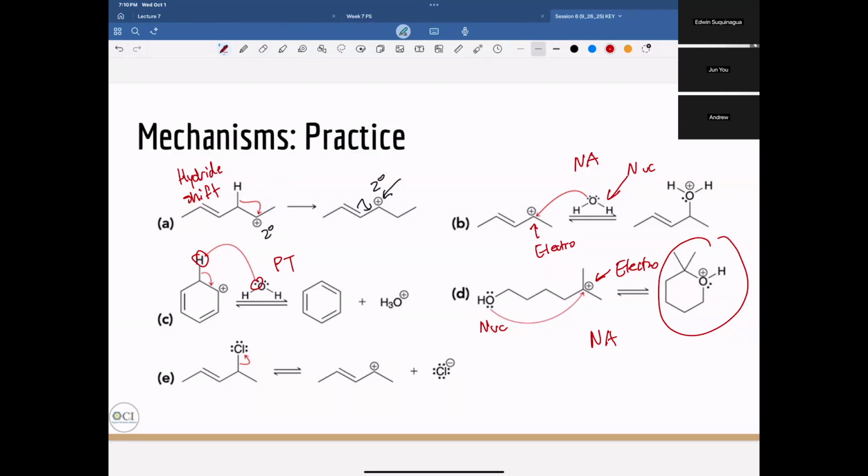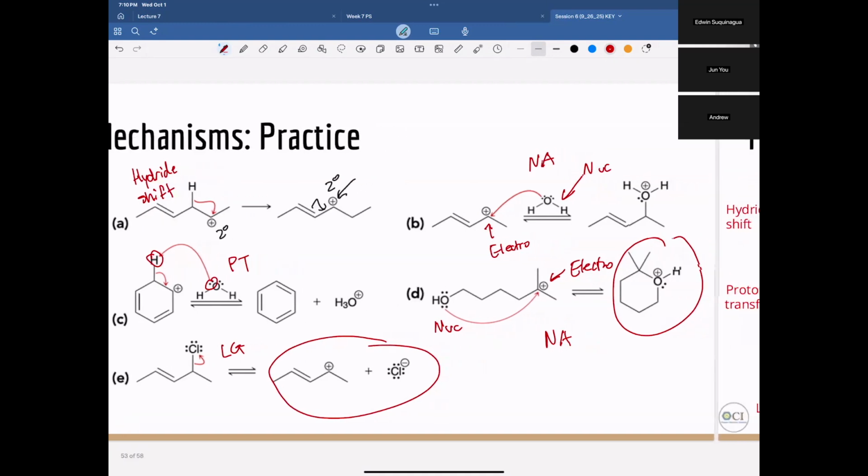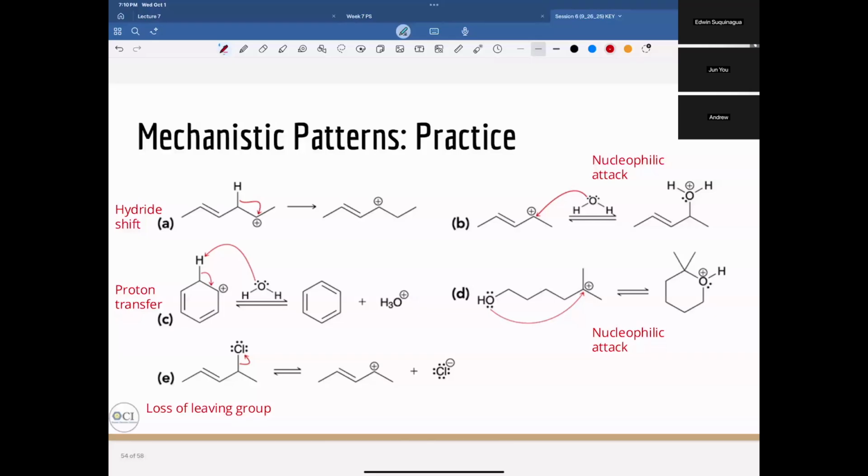All right. What about the last one? Yeah, precisely. This would be a leaving group because chlorine is a very good leaving group. So it's just gonna literally leave the molecule and we get to these two products. All right. So that was a good practice. Here's the answer key.